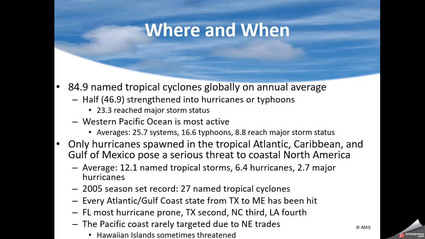Here is where and when. One of your questions is going to talk about the differences between the Pacific and the Atlantic. When you look at the Pacific Ocean, it actually is more active than the Atlantic Ocean. On average, there are 25 storms there and 16 become typhoons. But almost none of them are ever going to reach the United States.